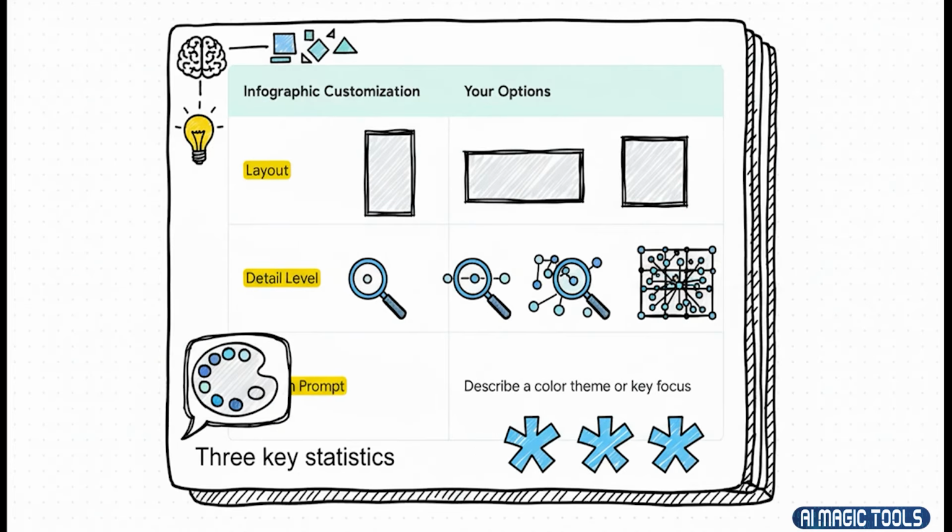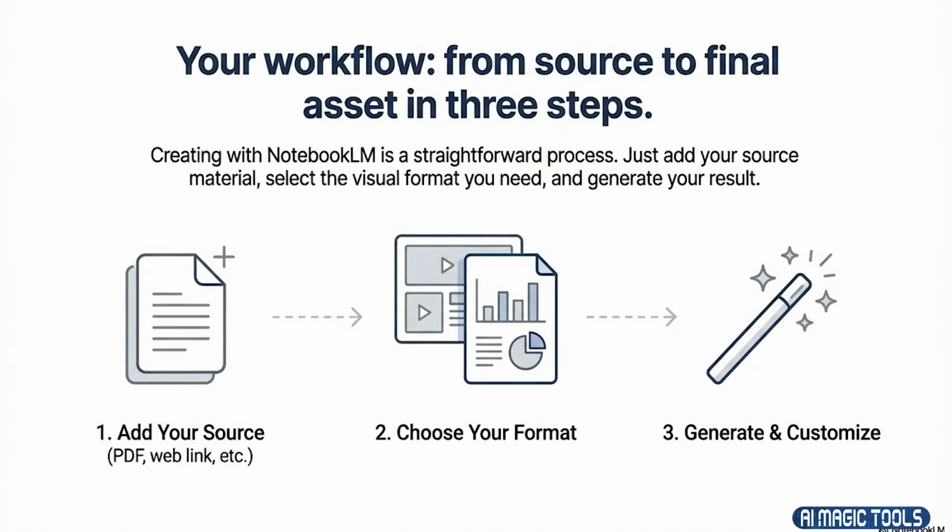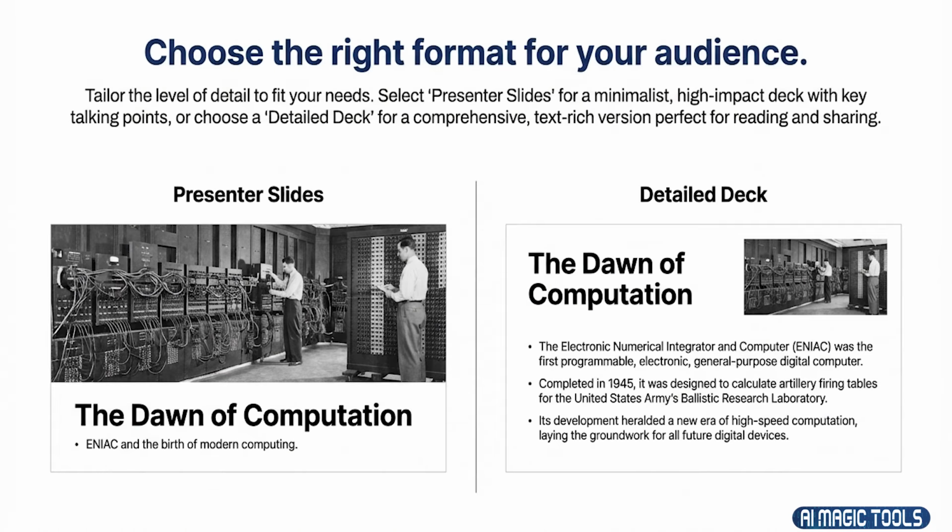Now what's really cool is the amount of control you actually have here. You can pick the layout, so whether you need a portrait image for a report, a landscape for a presentation, or a square for your Instagram feed, you're covered. You can also dial the level of detail up or down, from a quick summary to a much deeper dive. And, my favorite part, you can give it a custom prompt. You can say something like, use a blue color theme and make sure to highlight the 3 key statistics. It gives you all this creative control without having to do any of the design work.